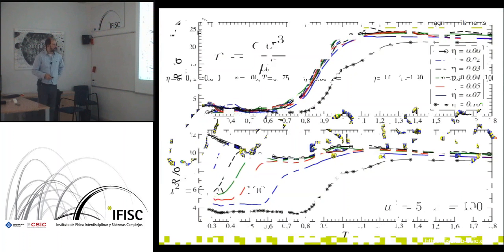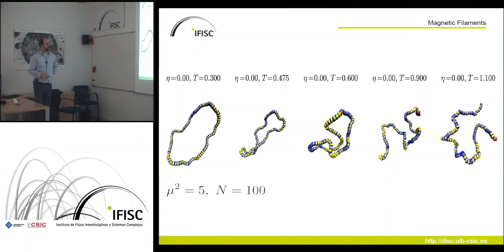Why this happens can be understood very well in these snapshots. What we have at high temperatures for non-sticky filaments is that the chain is in an open conformation, and when you reduce the temperature, because the thermal fluctuations are each time smaller, the dipoles arrange in what is called the nose-tail conformation, one after the other, and this tends to expand the chain.